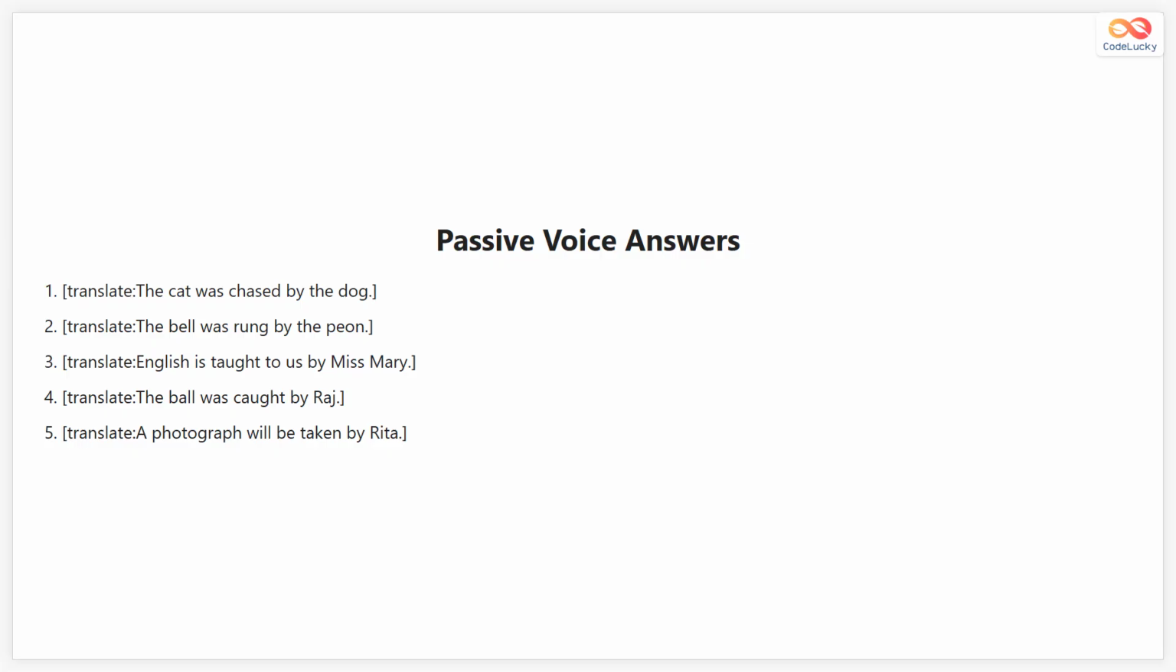Here are answers to the exercises. The sentence, "The cat was chased by the dog," shows the correct passive form. In another example, "The bell was rung by the peon," the passive voice correctly shifts the focus to the bell. Remember to use the verb be in the correct tense and the past participle form of the main verb.